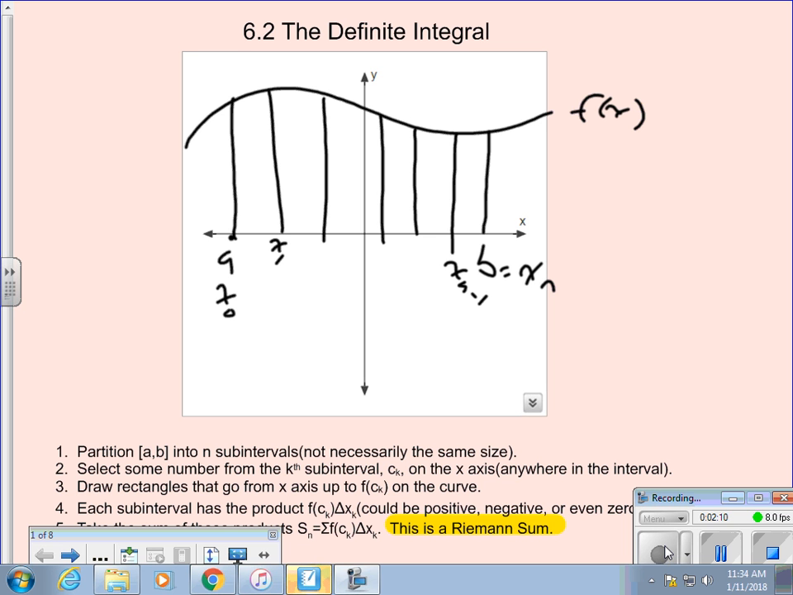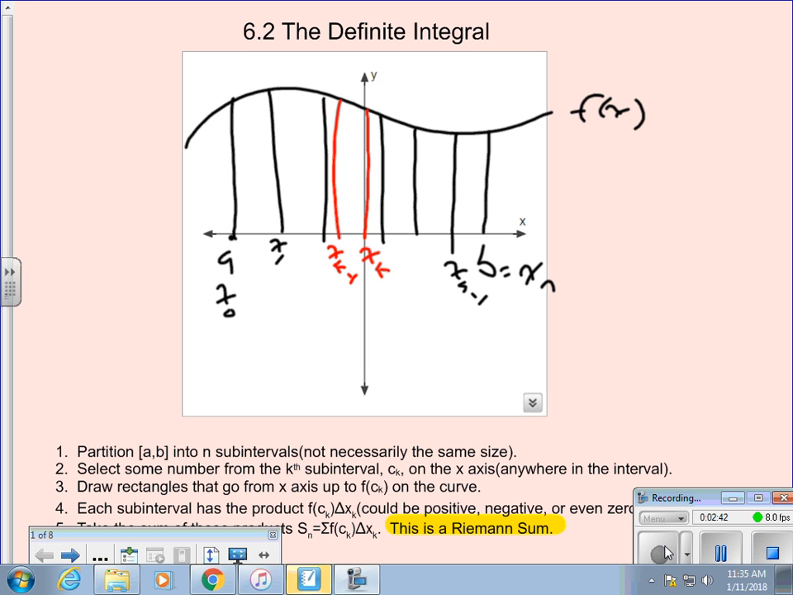Pick some partition somewhere in the middle. We don't know what this is. It could be the first one, it could be the last one, it could be anywhere in between. This is going to be a typical rectangle that we're going to have. It's going to go from x sub k minus 1 to x sub k. And we're going to make a rectangle out of this.